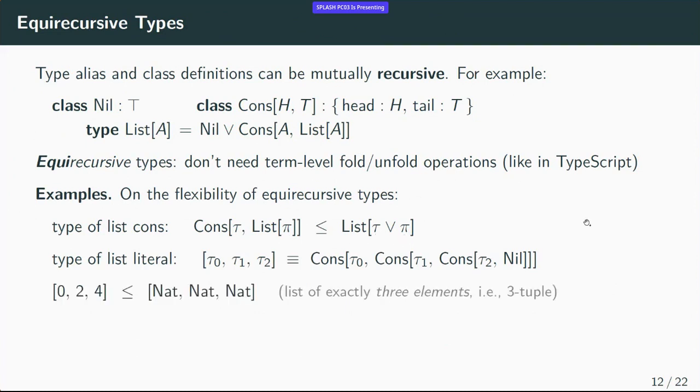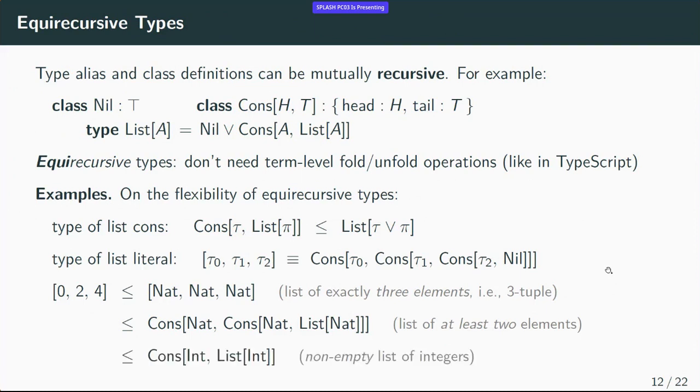You can also precisely type things like tuples. Using just this list definition, you can represent tuples of 3 elements by representing them as cons of nil, right? You can also represent lists of at least 2 elements or non-empty lists, right? And this all comes kind of for free in the sense that you don't have to apply any coercions between these different types. They're all related by subtyping in a natural way, okay?